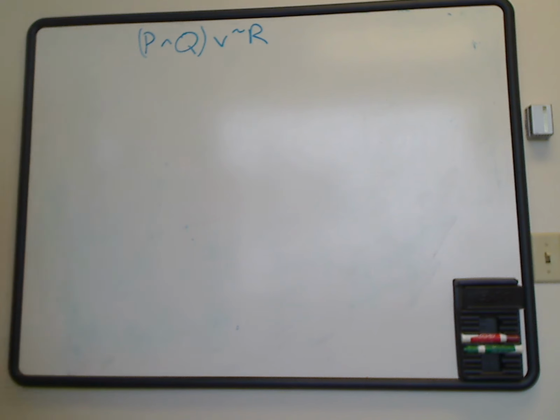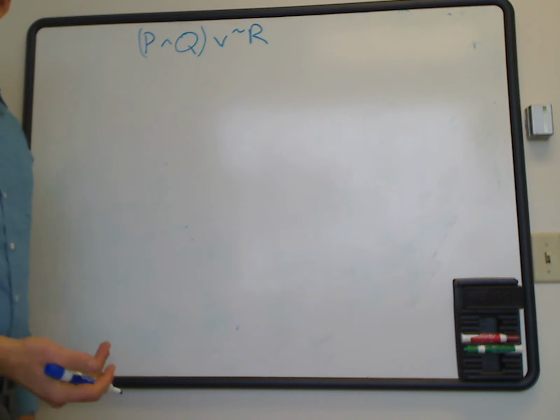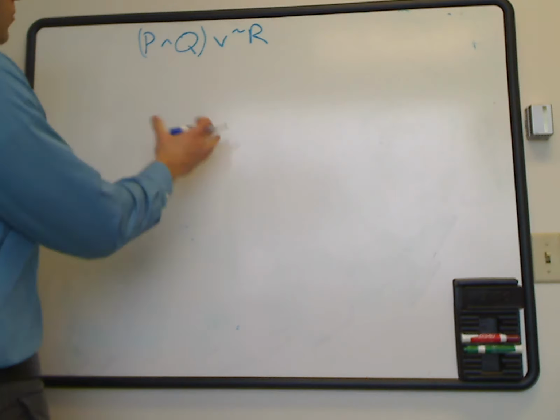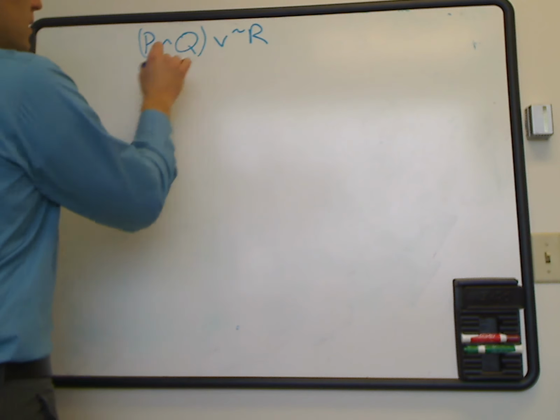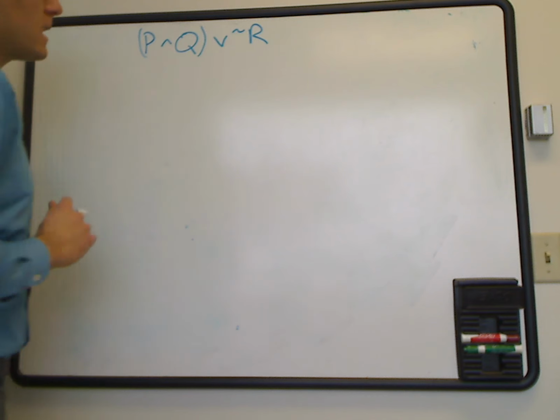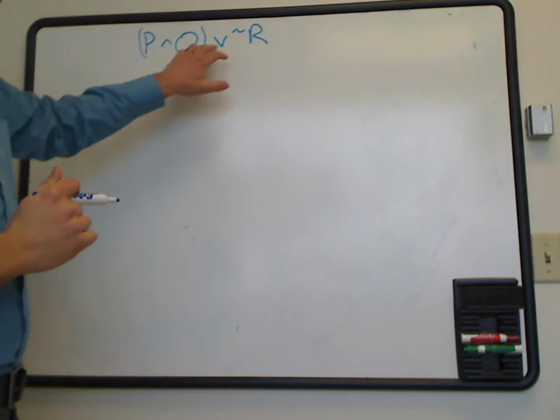In this video, I'm going to show you how to take a boolean expression and translate that into a digital circuit. So the way that we do this first is by understanding the order of operations. As you remember from class, the first thing we look for are parentheses. In this case, the parentheses indicate that this P and Q is ORed with R.